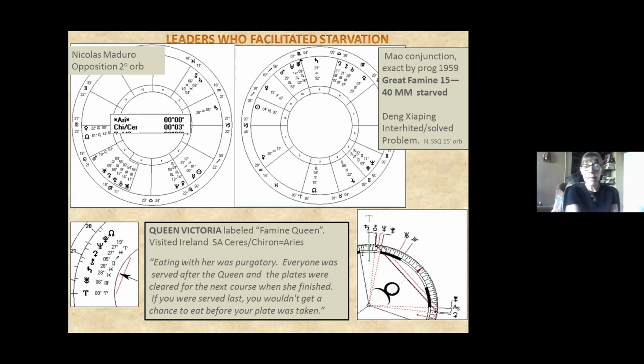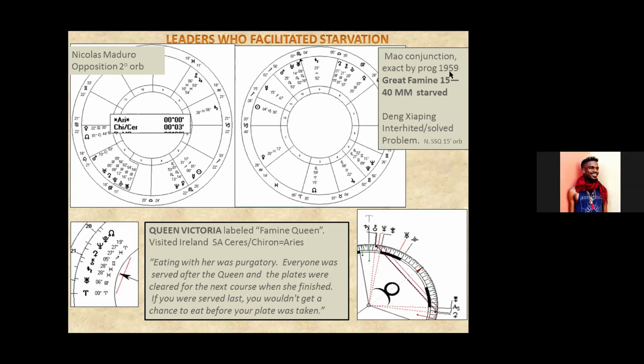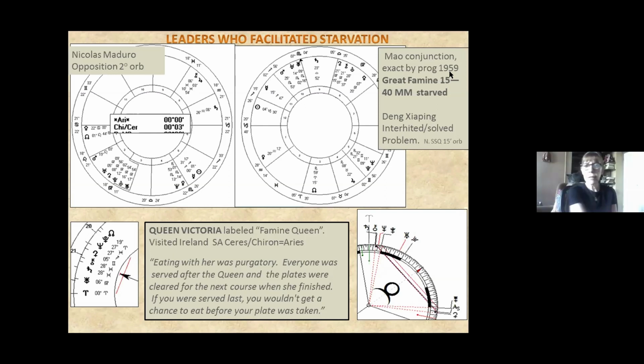Mao had the natal conjunction. It was exact by progression in 1959, and that started the Great Famine. Between 15 and 40 million people died in the Great Famine. And so Mao had the conjunction, came exact by progression. He died, and then Deng Xiaoping inherited and solved the problem.